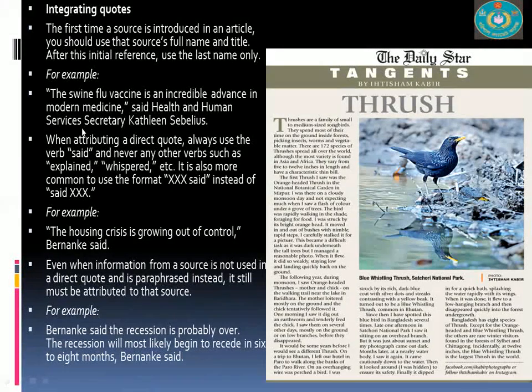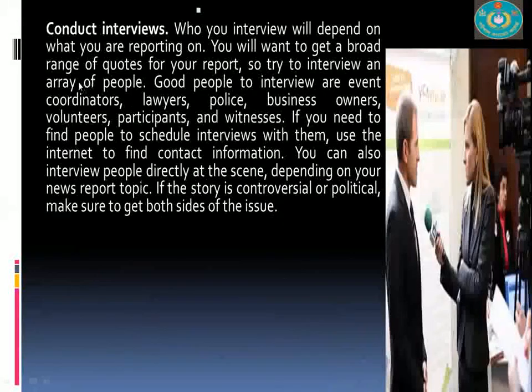So this is important. Now, the most important part of a news report, which is interview. Conducting interviews. Who you interview will depend on what you are reporting on. You will want to get a broad range of quotes for your report. So try to interview an array of people. Good people to interview are event coordinators, lawyers, police, business owners, volunteers, participants, and witnesses.